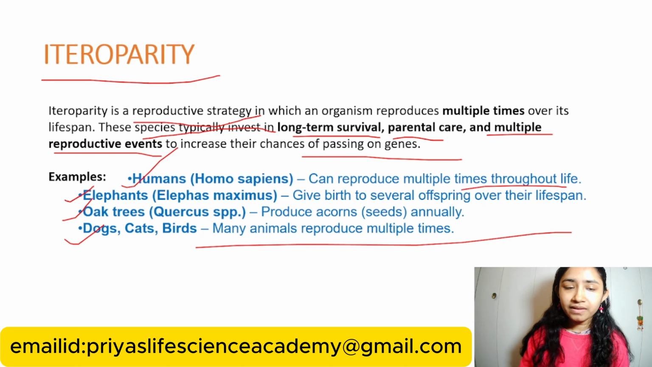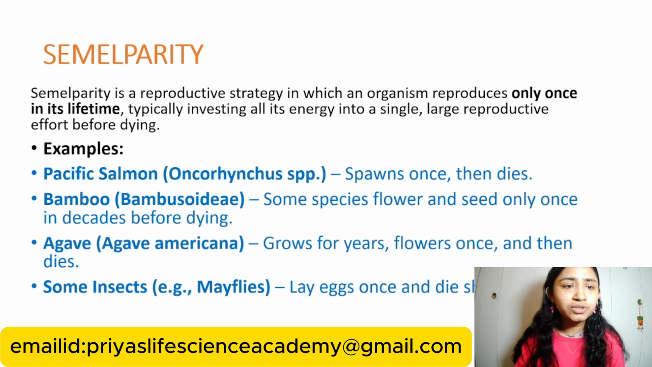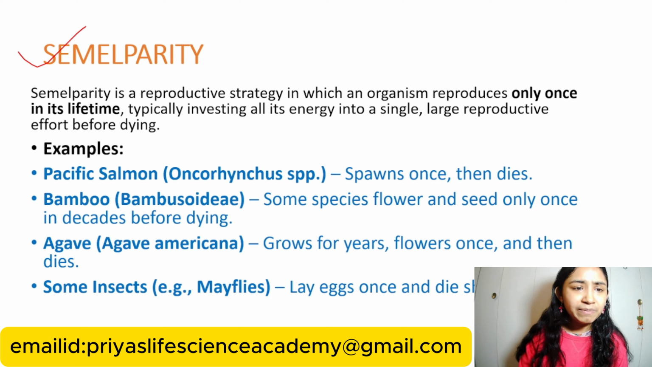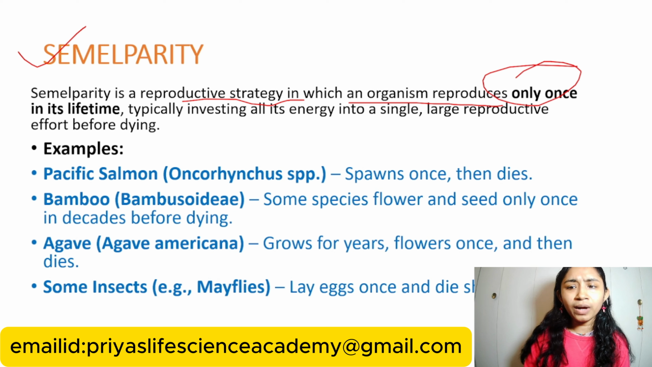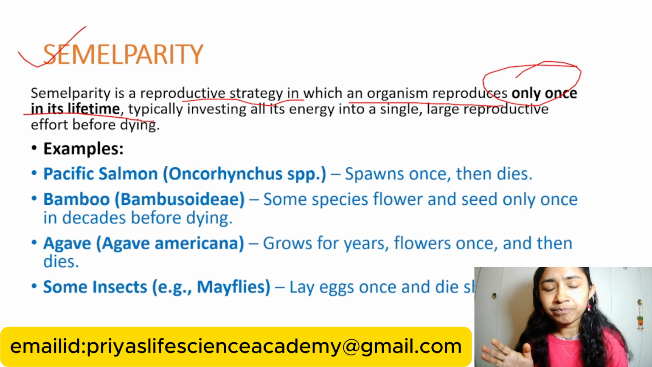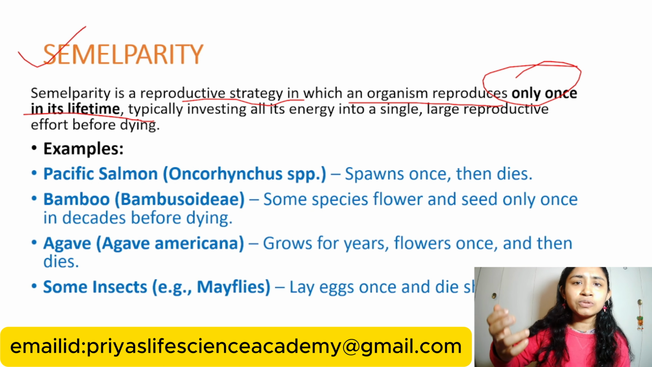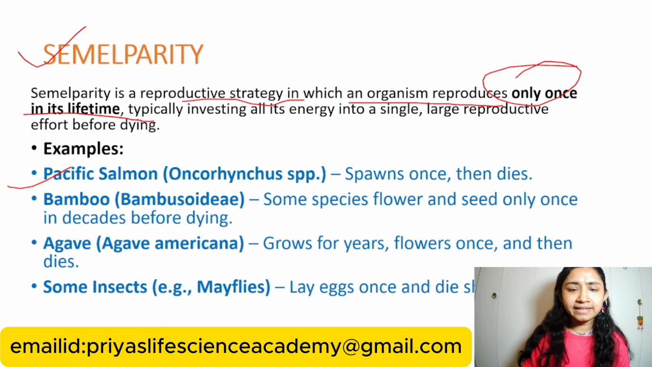Now, in contrast to Iteroparity, there is another reproductive strategy which is known as Semelparity. Semelparity is just the opposite. It's a reproductive strategy in which an organism reproduces only once in its lifetime, typically investing all its energy into a single large reproductive effort before dying. So they will only have one reproductive event in their lifespan, and they will give their total energy into that reproductive event. Example, Pacific salmon spawns once and then dies.